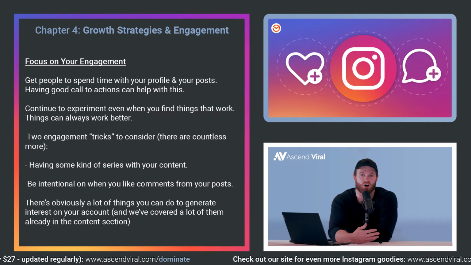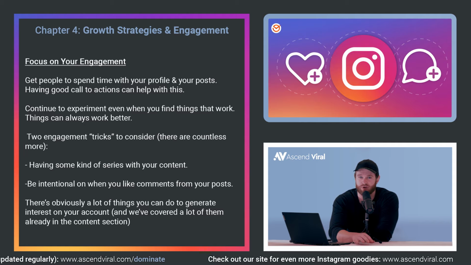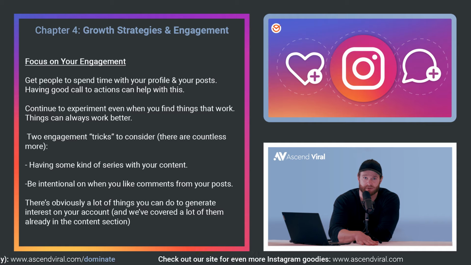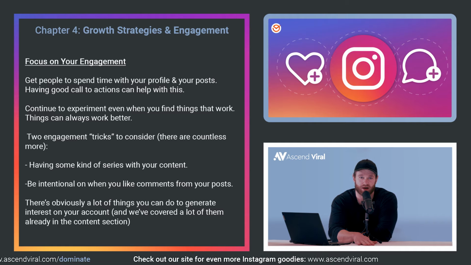So if you run a car body shop page on Instagram, maybe you can post a series on the craziest car wrecks that have rolled up into the shop. Get creative with it. Find a way to keep things interesting and keep people coming back to your page.